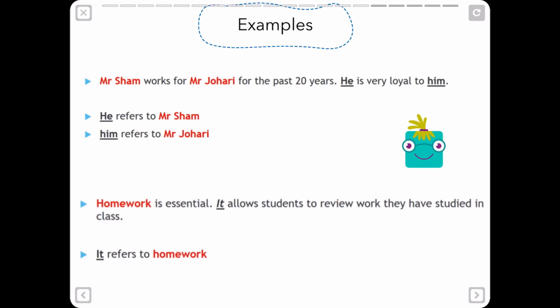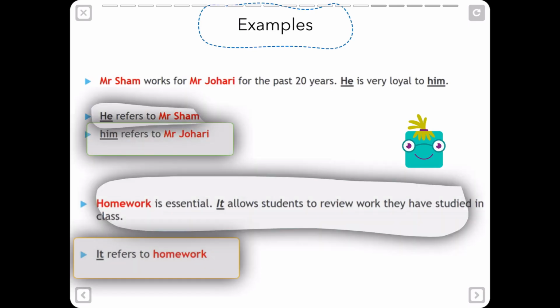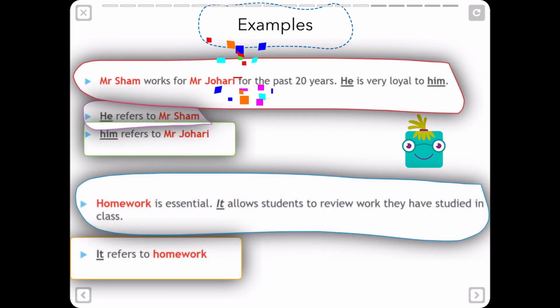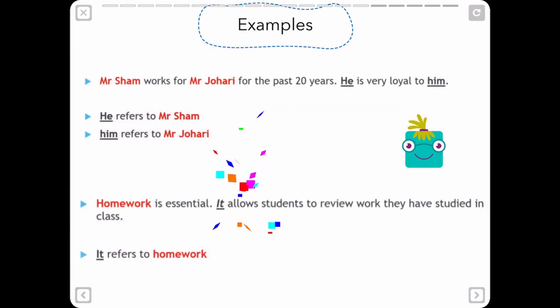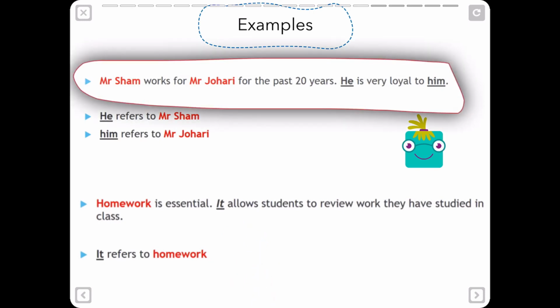Here are some examples about the pronouns and the words that the pronouns refer to. Mr. Sham works for Mr. Johari for the past 20 years. He is very loyal to him. He refers to Mr. Sham. When we ask, who is very loyal? Mr. Sham. So he refers to Mr. Sham.